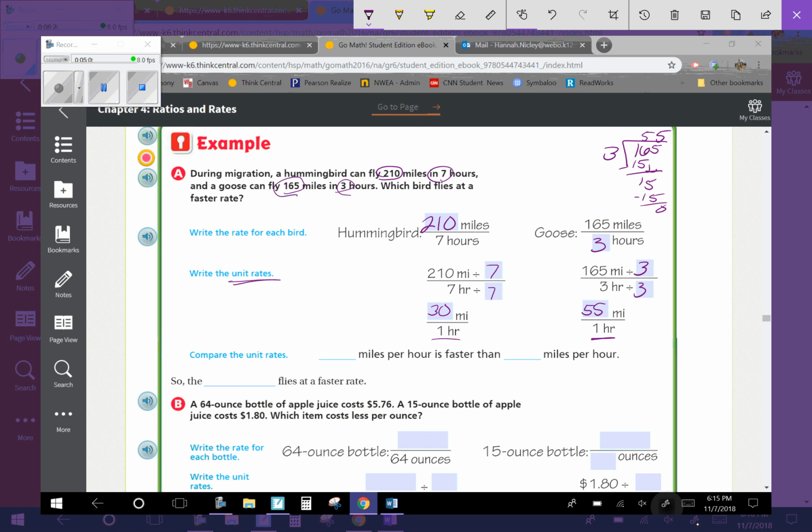So now I'm just going to compare them. The denominator is the same, so I'm just going to look and see which numerator is greater. Well, 55 is greater than 30, so 55 miles per hour is faster than 30 miles per hour. So the goose can fly at a faster rate. Again, we're taking the ratios that we have and making them into a unit rate so that we can compare the numerators and see which one's greater. That only works if we have the same denominator and that they are a unit rate.